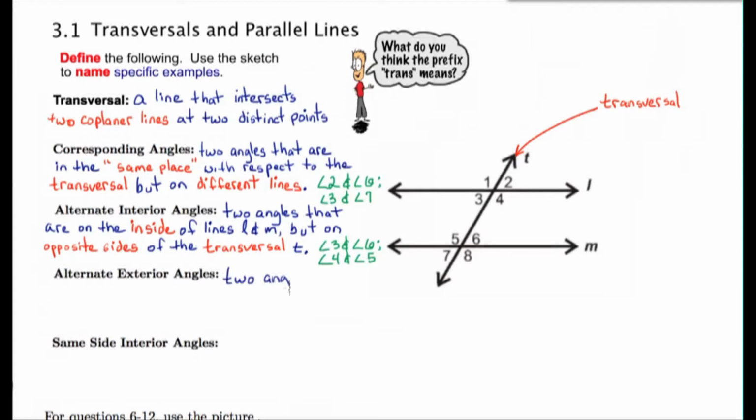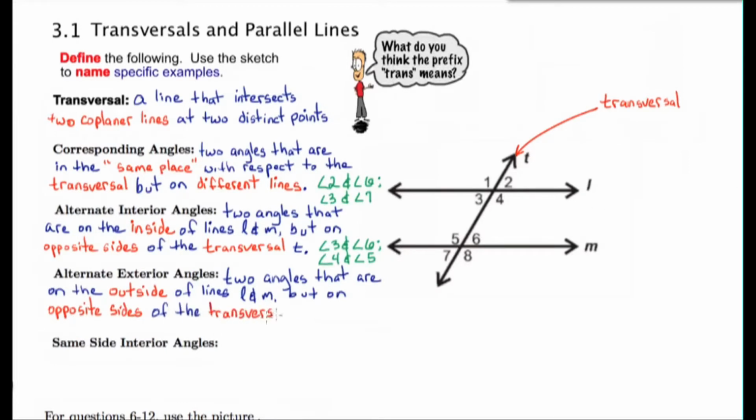Alternate exterior angles are two angles that are on the outside of the pair of lines L and M, but on opposite sides still of the transversal T. So this would be angles 1 and 8 and 2 and 7.